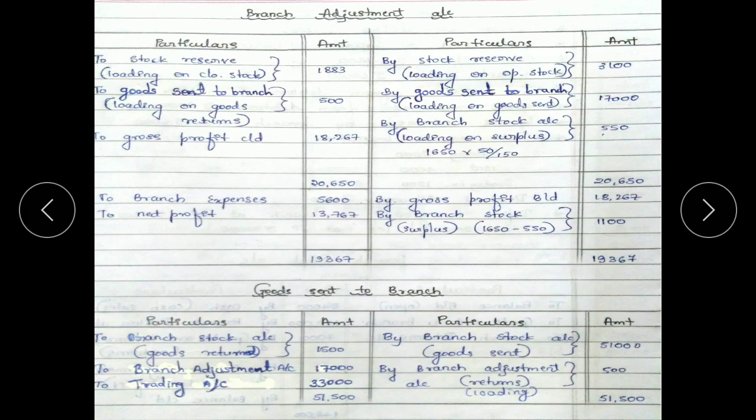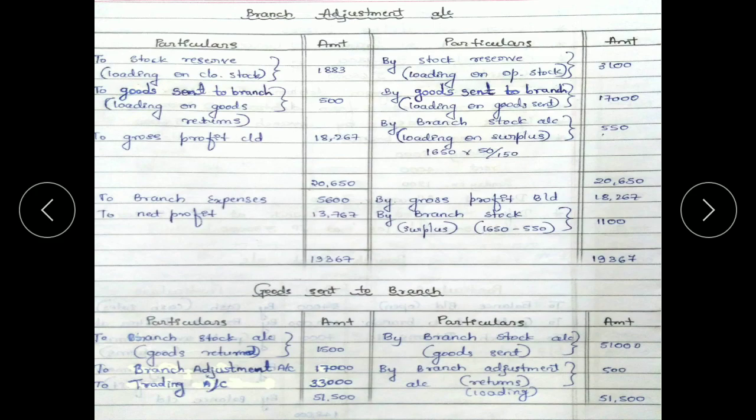This gross profit is brought down on the second part of branch adjustment account, 18,267. On credit side we have one more entry, that is for cost price of surplus stock. So since we are transferring it from the stock account, we will write by branch stock account. It is the cost price of surplus stock, 1,650, that is invoice price, minus 550 loading, we get a cost price of 1,100. On debit side, we are debiting the branch adjustment account with the total branch expenses. To branch expenses 5,600. So when we close this account, we get a profit of 13,767.